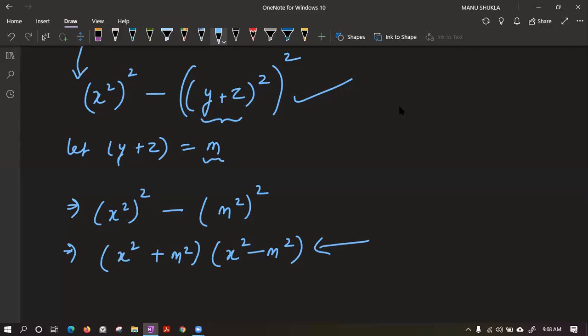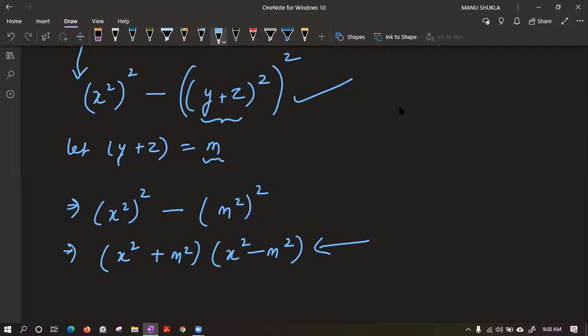Till this point, any issue? Please ask. Any issue, beta? Please ask. I have only opened the formula. Now tell me, is this the final step or can we solve it further? Is this the final answer or can we solve it further?